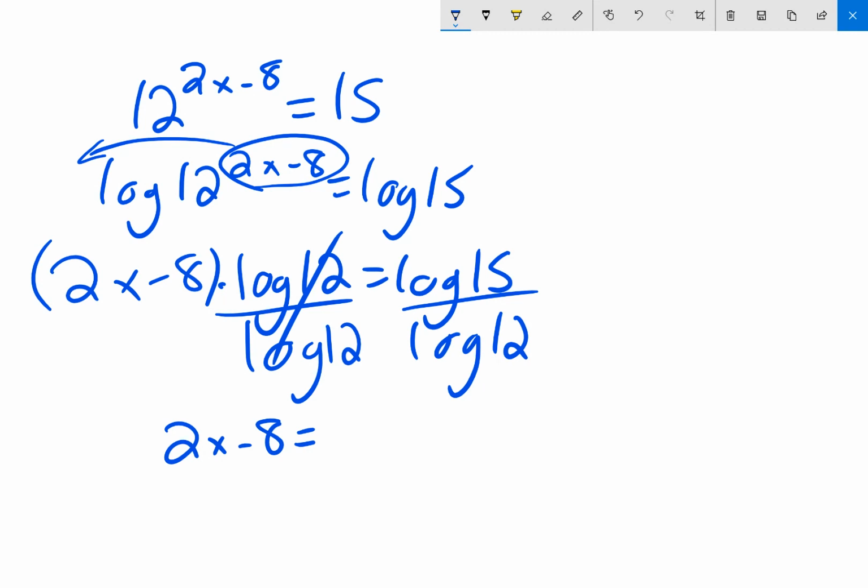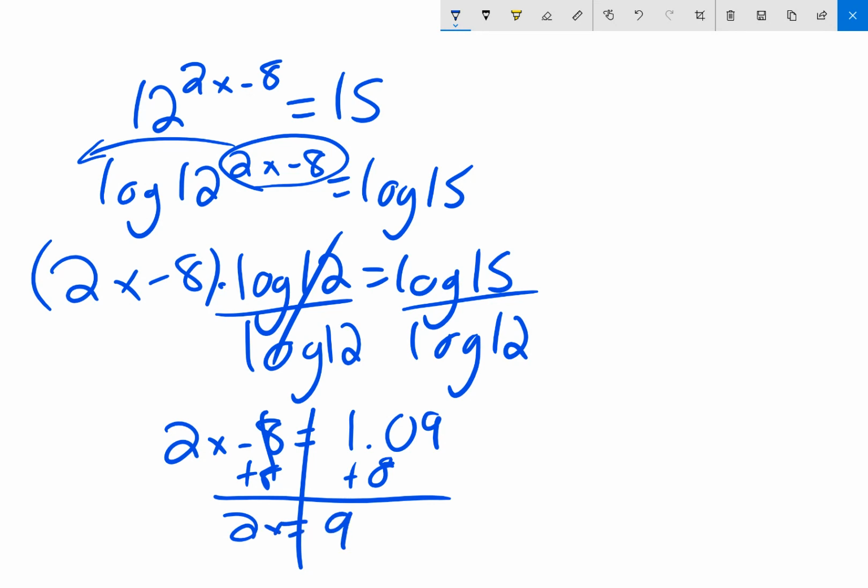So give me a second. Let me type this in my calculator real quick. Log 15, close the parenthesis, divided by log 12. Equals 1.09 if we round it, 1.09. So again, you're just solving this normal math equation, right? Add 8 to both sides. We're going to have 2x equal to 9.09.